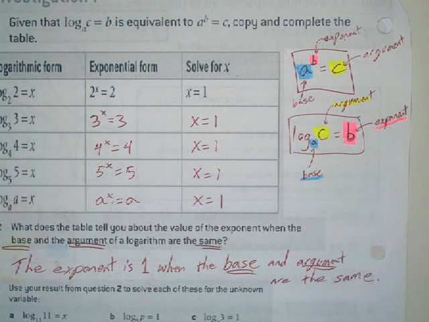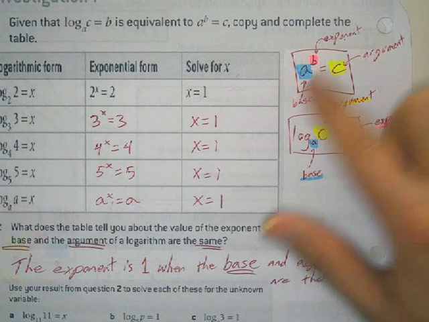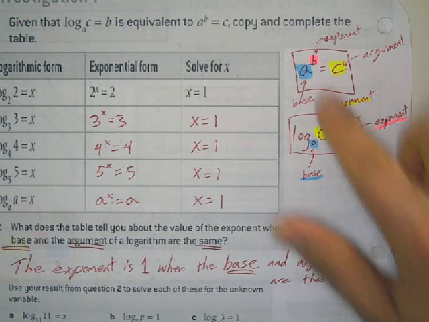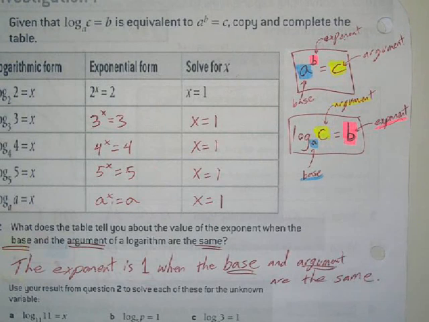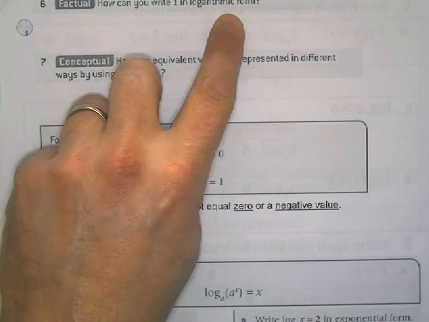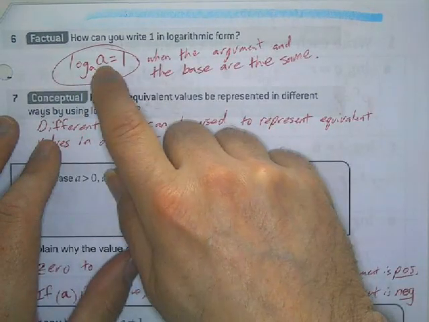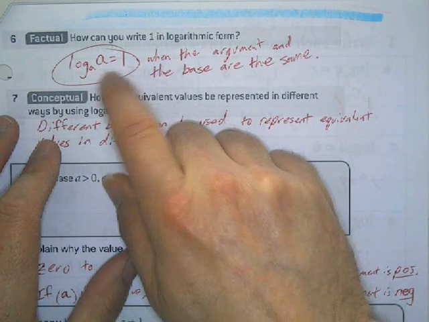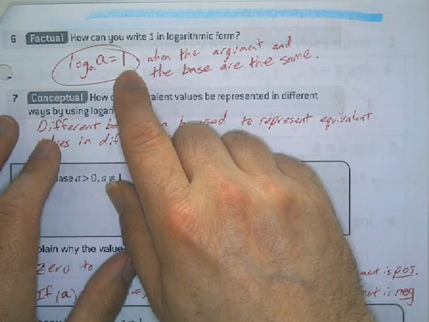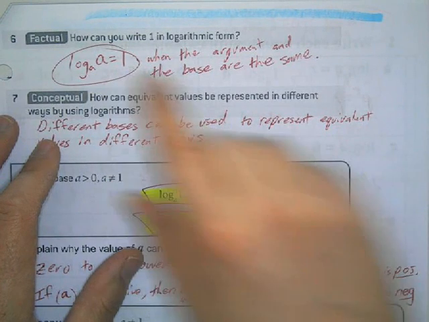As I said before, for the rest of this handout, I'm going to be highlighting the base blue, I'm going to be highlighting the exponent pink, and I'm going to be highlighting the argument yellow. Okay, how can you write 1 in logarithmic form? So what we've just learned is that if the base and the argument are the same, then the exponent will be 1. This is the exponent, right?